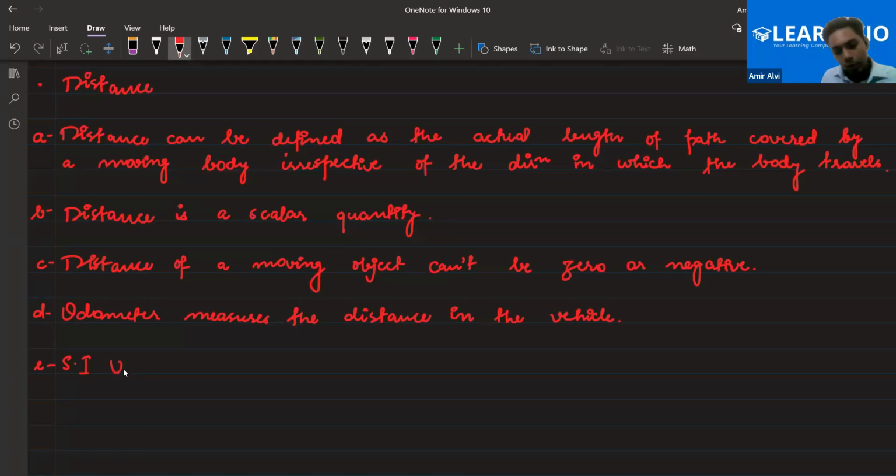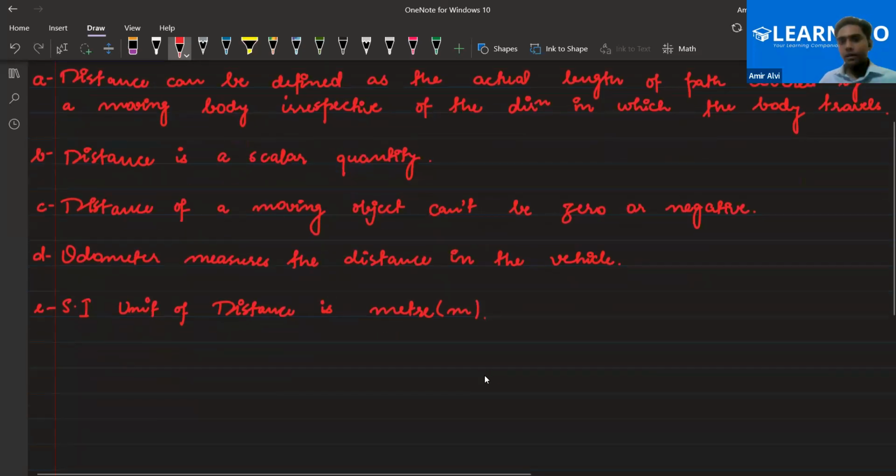SI unit. What is the full form of SI? Anyone? International Systems of Units. So the SI unit of distance is meter.